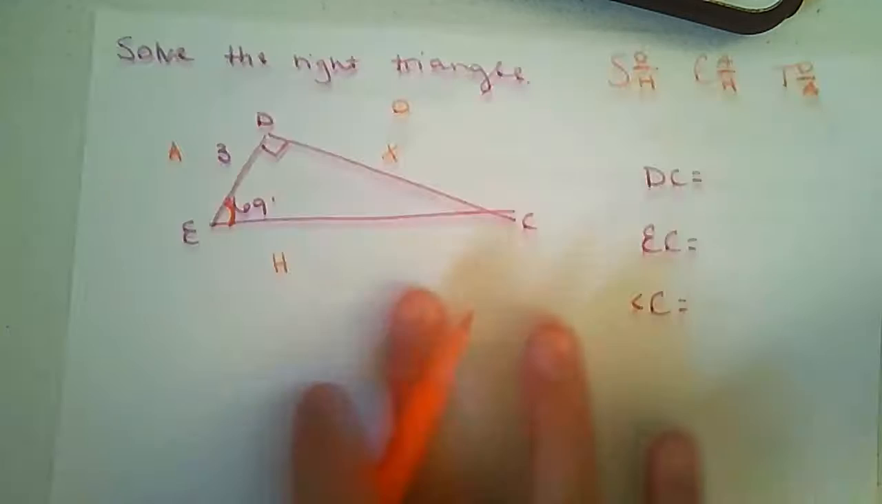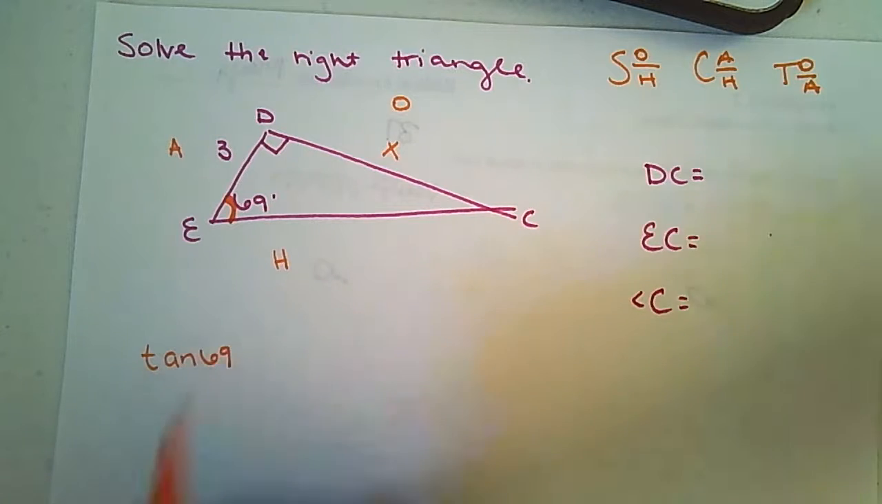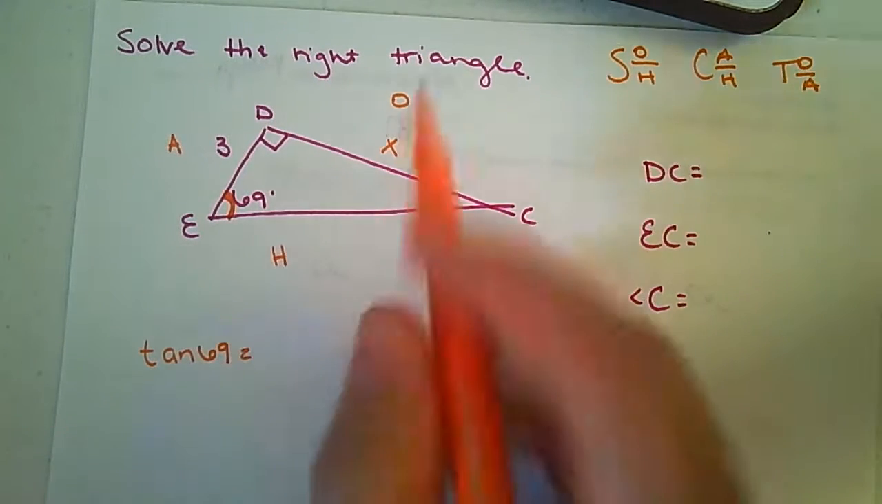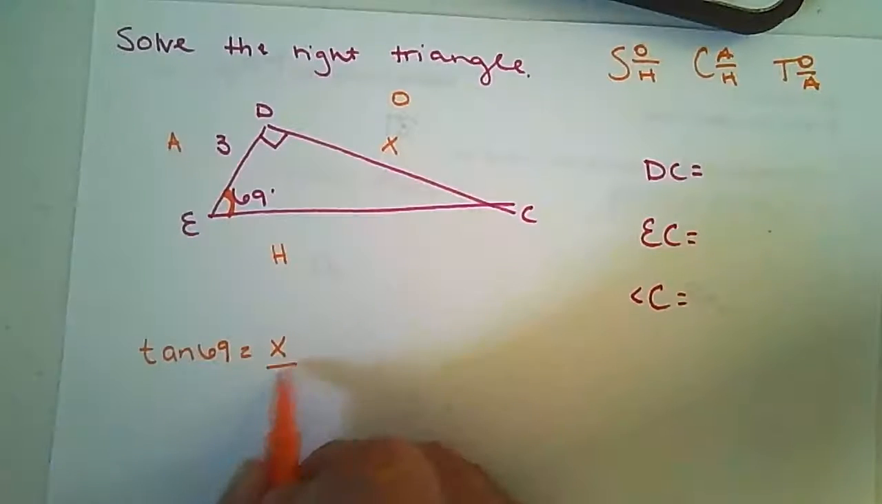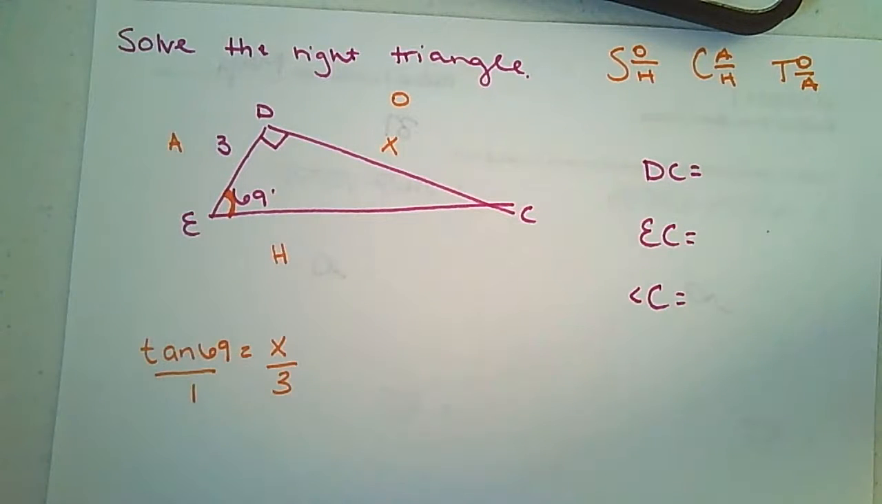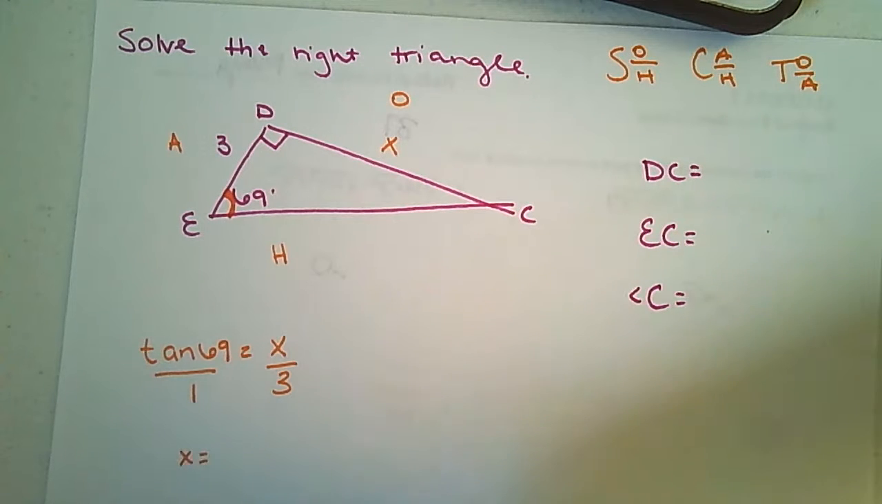So I'm going to have the tangent of my angle equals my opposite side over my adjacent side. And now I'm going to go ahead and cross multiply. So I have 1x equals 3 times the tangent of 69 degrees.